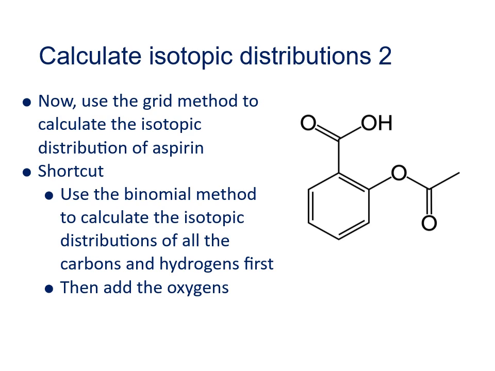So you can use a shortcut. You can use the binomial method to calculate the isotopic distributions of all the carbons and also all the hydrogens individually, and then you can combine them together in a single grid and then add the oxygens individually, and that should be much faster. Try to complete this problem and bring your answer to the session.